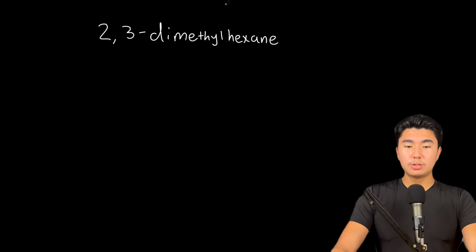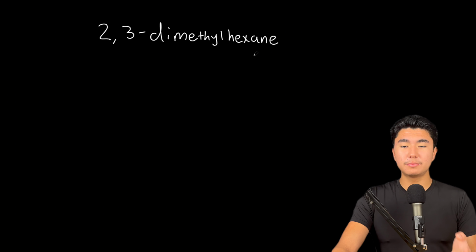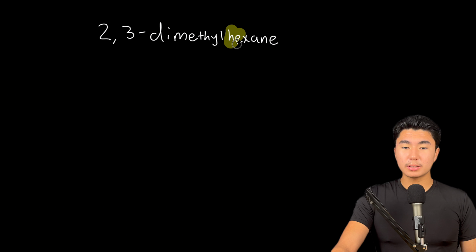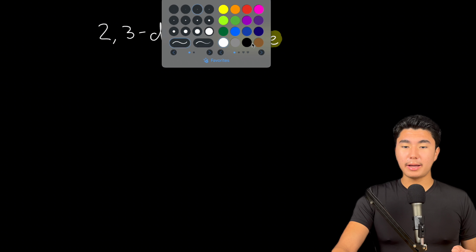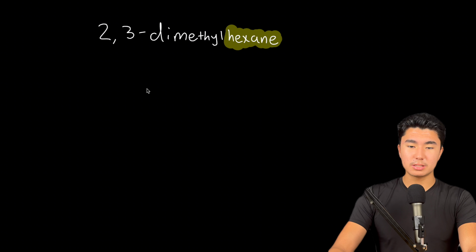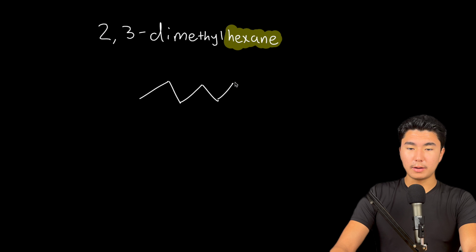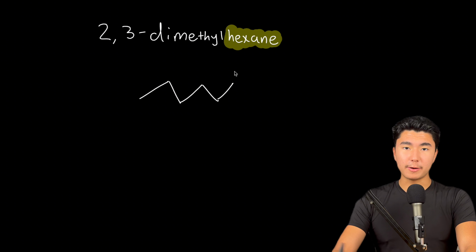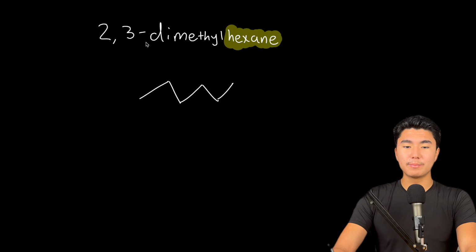It's 2,3-dimethylhexane. Remember, when we're first looking at each of these molecules, we want to look at that end word. So it says hexane. Now, a hexagon would have 6 sides, so this means we're going to have 6 carbons. So this is 1, 2, 3, 4, 5, 6. So we have 6 carbons in our parent chain, so we pretty much fulfilled this part.